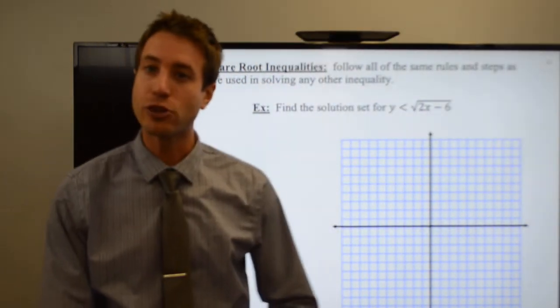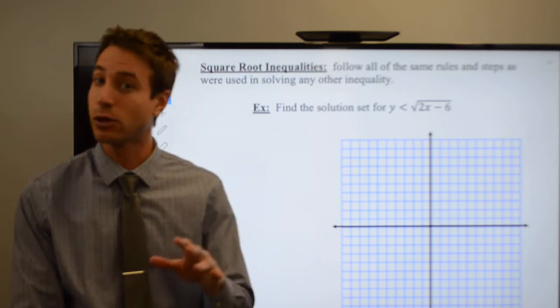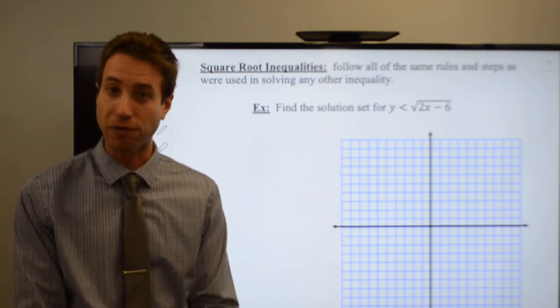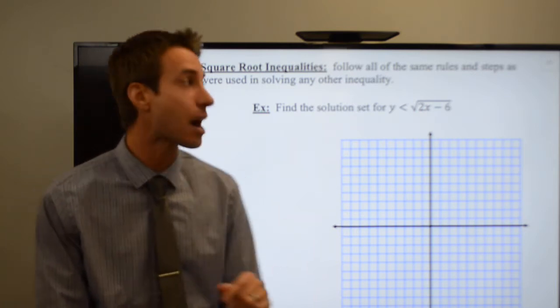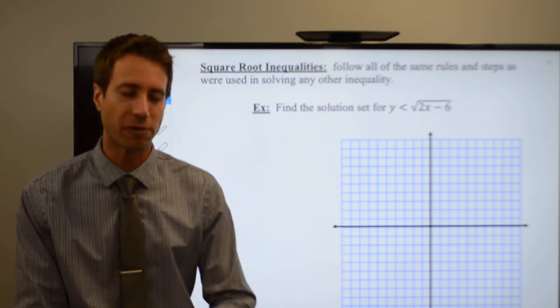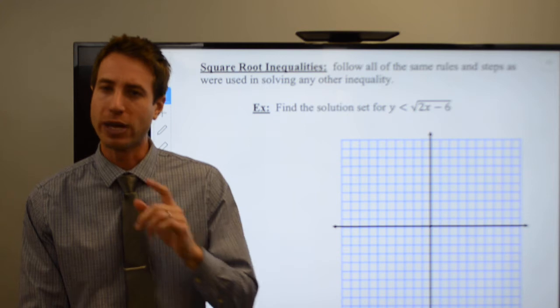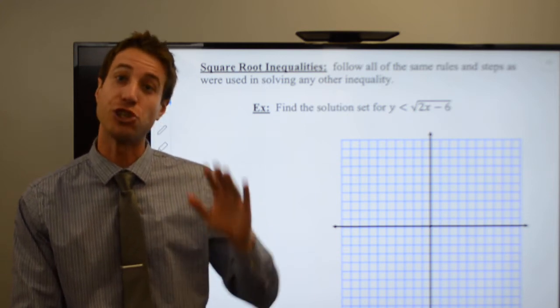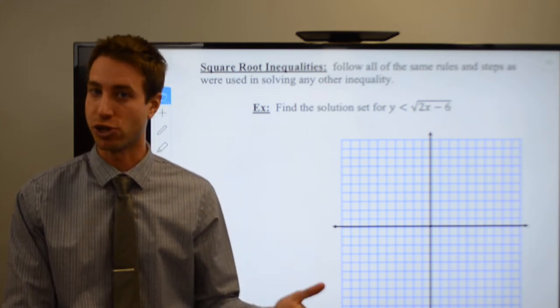Alright guys, welcome to this page of the notes. What we're going to do now is take a look still at graphing radical functions, or functions with radicals in them, but now they're going to be inequalities. And we have done inequalities before, so you already know that when graphing an inequality, you're going to be shading a certain portion of the graph.